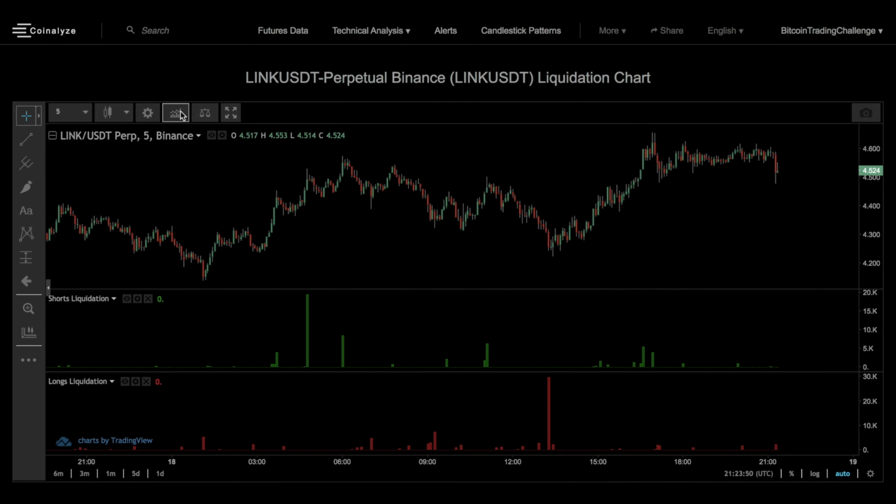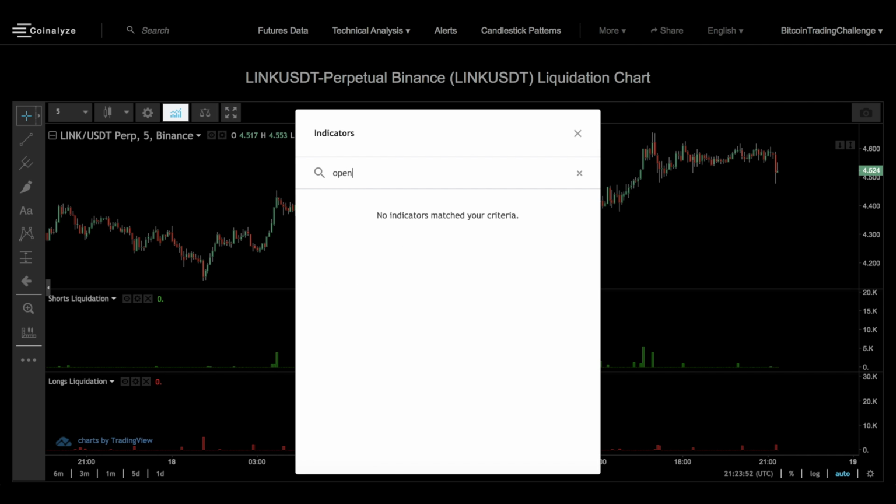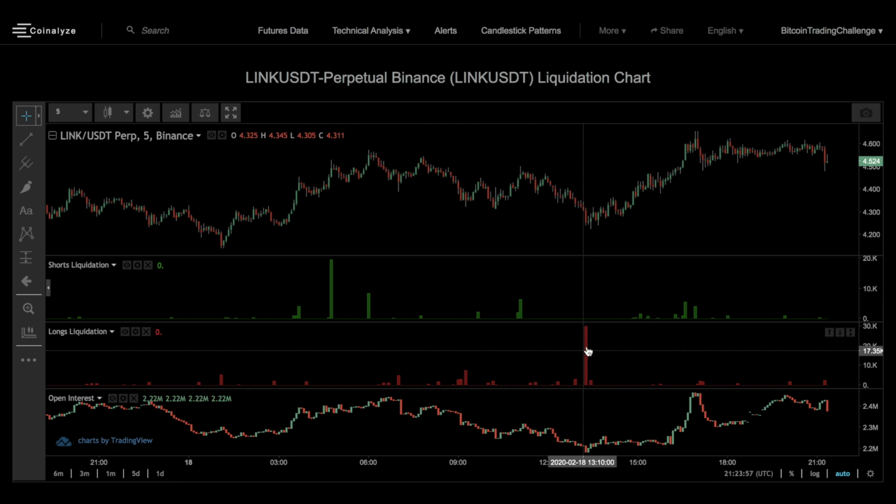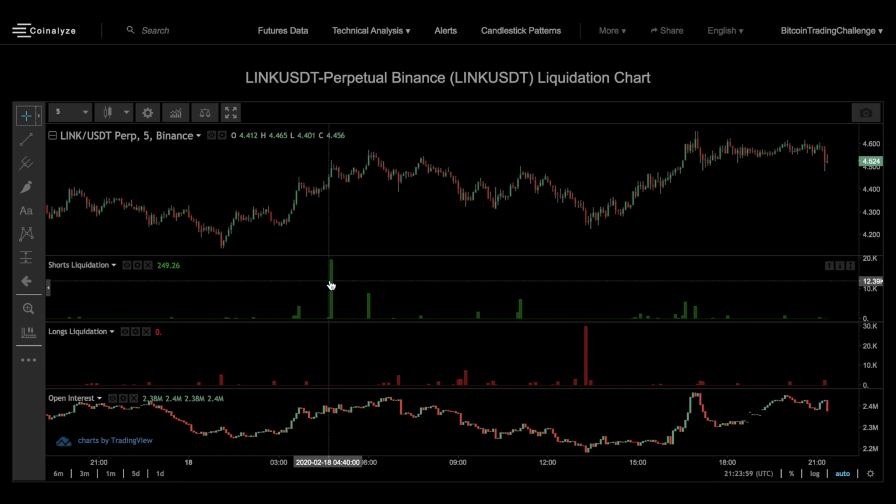Now, to start off with, I want to add an indicator. Let's look at open interest as well. And then I'm going to explain how all of this is going to work. So red is long liquidations, guys, and green is short liquidations.